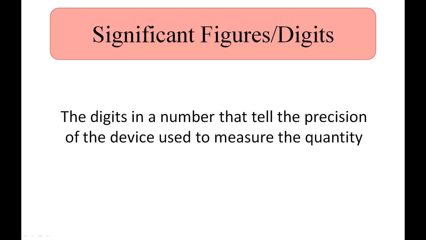Significant figures, or significant digits, sometimes referred to as sig figs, are the digits in a number that tell the precision of the device used to measure the quantity. You see, in chemistry or any science, a number is not just a number, it's a measurement. Even though you see it in your book or in a problem, it was actually a measurement that somebody made. And we need to tell how precise that measurement was using that particular instrument.